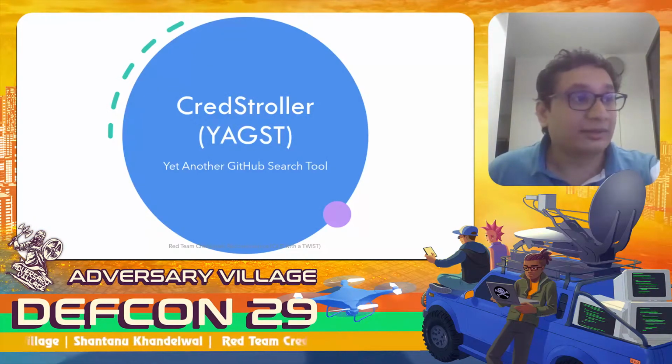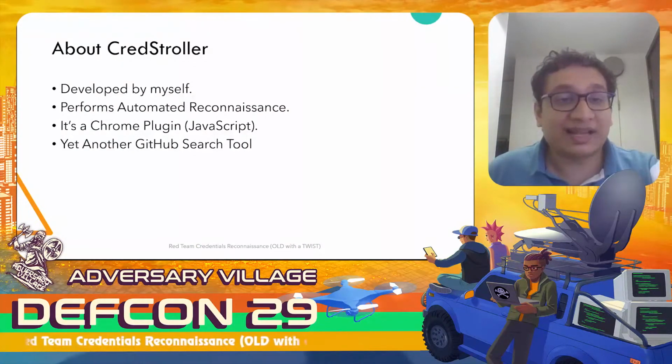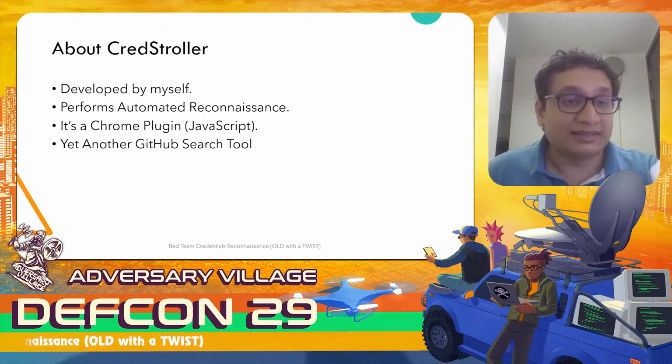So this brings us to CredStroller, yet another GitHub search tool. CredStroller, as I mentioned, is developed by me. It is an automated reconnaissance tool. It's a Chrome plugin made in JavaScript.